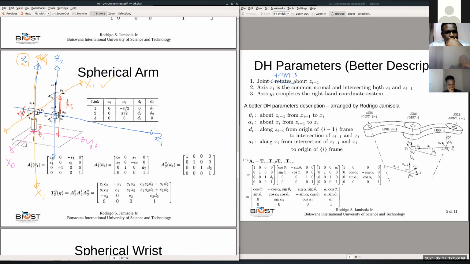Now the next one, is it intersecting? Is it intersecting Z1? Yes, of course, it is intersecting. What about Z0? Is it intersecting? Well, Z0 is there. Yes, it is intersecting.